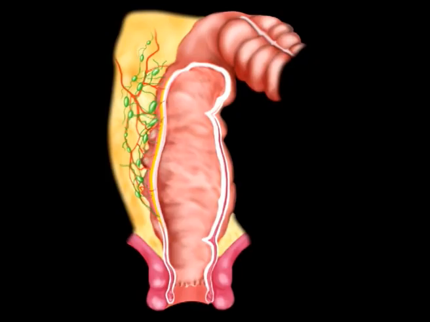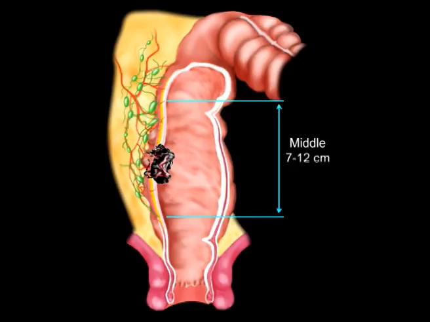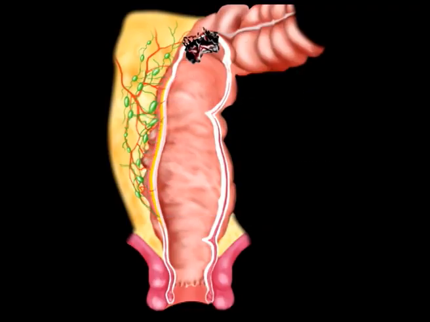The behavior of rectal cancers varies according to their location. For practical reasons, the rectum is considered to have three portions. The first 6 centimeters from the anal verge is called the lower rectum. The portion between 7 and 12 centimeters is the middle rectum, and above 12 centimeters is the upper rectum.